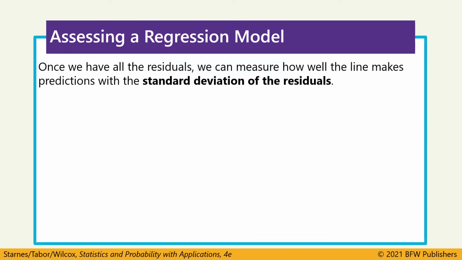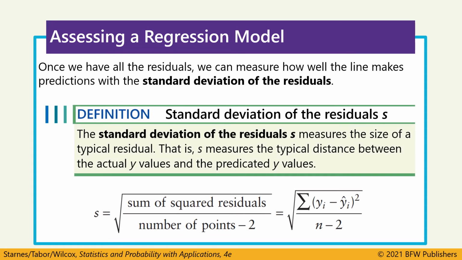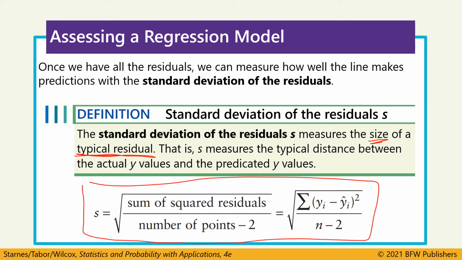Another thing to look at when we're assessing a regression model is the standard deviation of the residuals. And this is exactly what it sounds like. Thinking back to chapter 1, standard deviation was the average distance from the mean. Standard deviation of the residuals is just the average distance from the line of best fit. It's the size of a typical residual. So on average, how far are these points from a line of best fit? Here's our equation for it, and we calculate it the same way we did standard deviation.